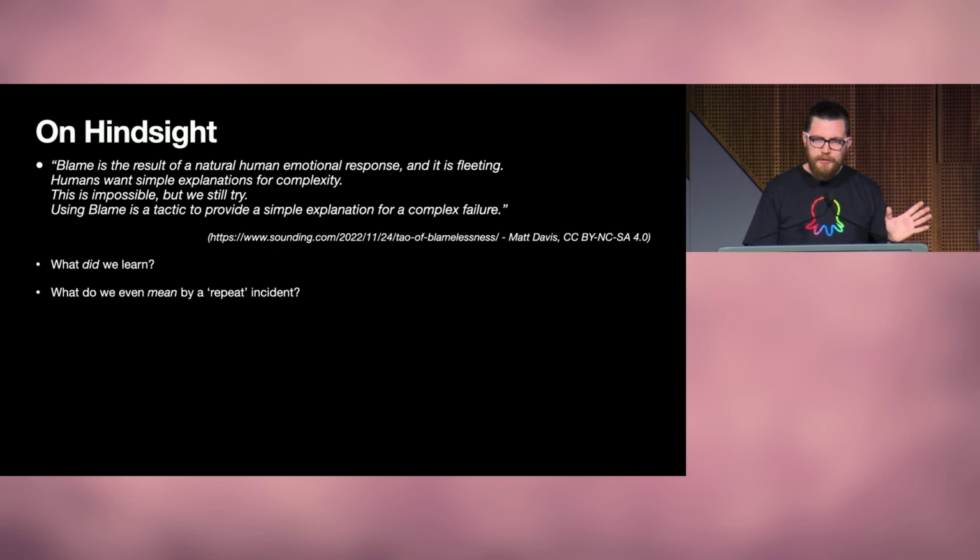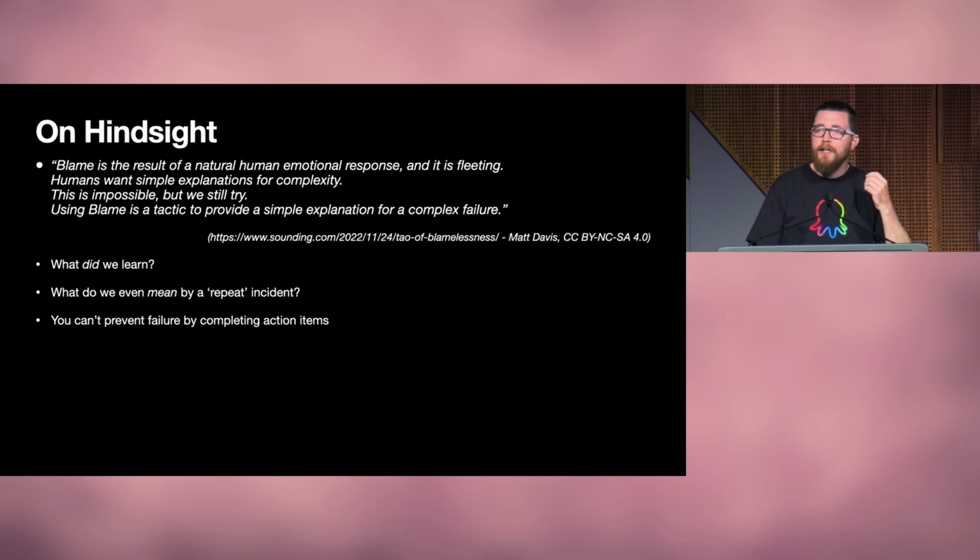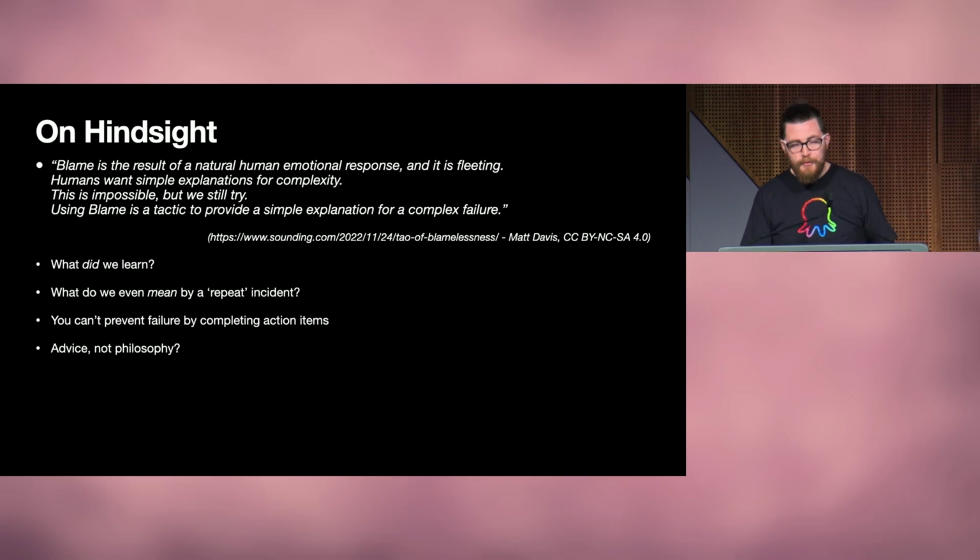So, although it might be slightly unsatisfying, I'd say that we learned that you can't prevent failure just by doing action items. You have to prepare for failure regardless. But if you do want advice, I would say that if you're running a Kubernetes workload, you need a resource request. It's a sensible default.